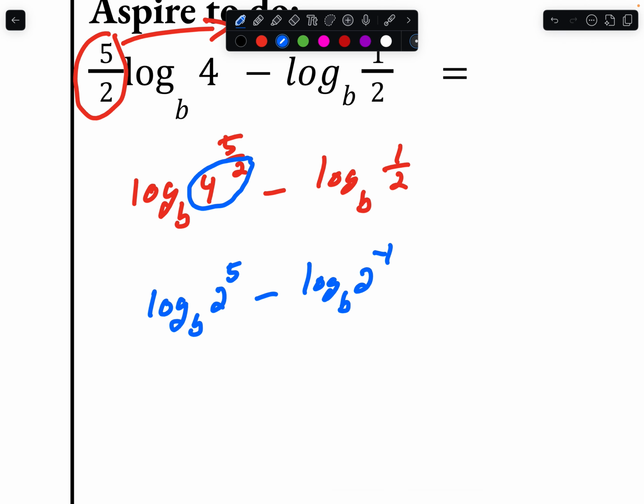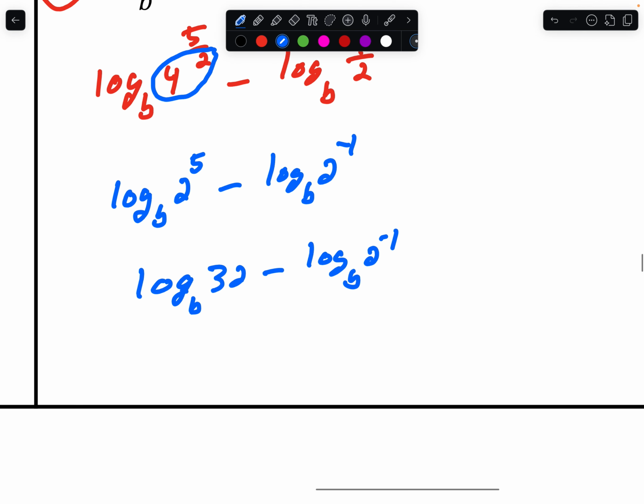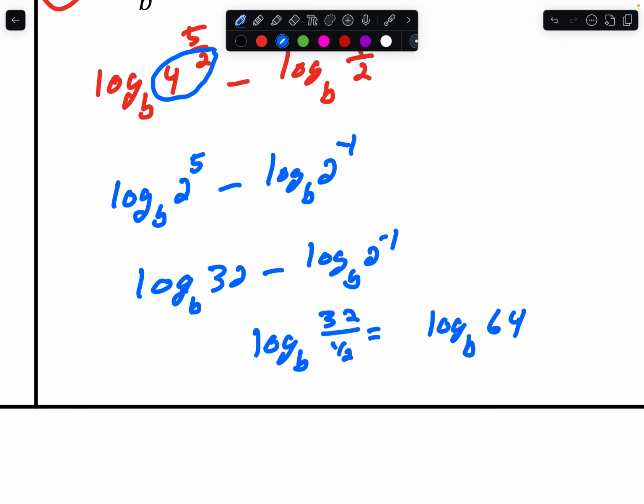All right, so now what I'm dealing with here is division. So I've got log base b of 32 minus log base b of 2 to the -1, or you could say 1/2. So now I've got log base b of 32 divided by 1/2, okay? Now keep, change, flip, and I've got log base b of 64, okay?